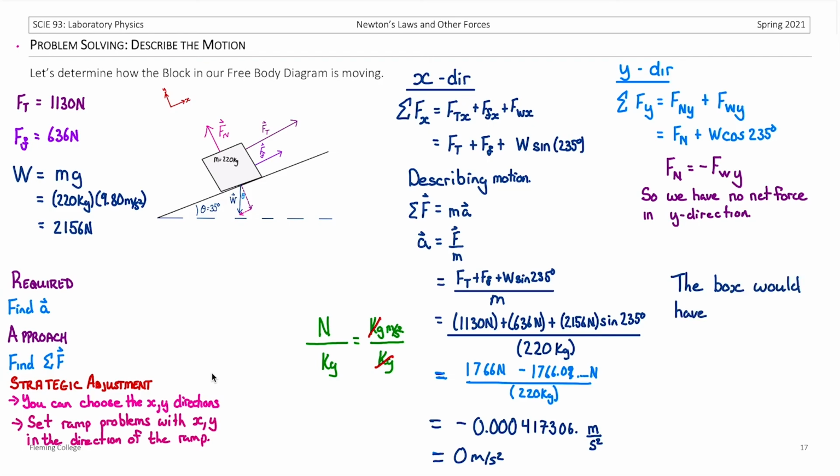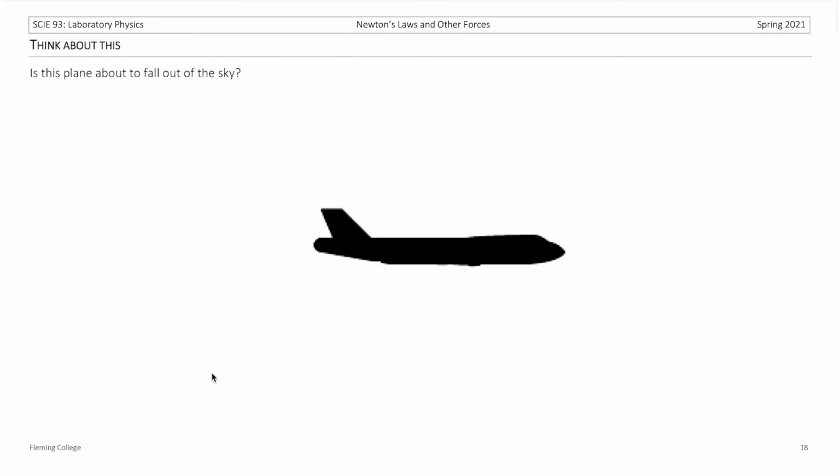And our statement says that the box would have a constant velocity, and because of the direction of the force of friction, we can't really say for certain that the box is at rest, but we know that it is either at rest or sliding down the ramp. This week was mostly about introducing forces. Next week we'll look at solving more difficult problems.